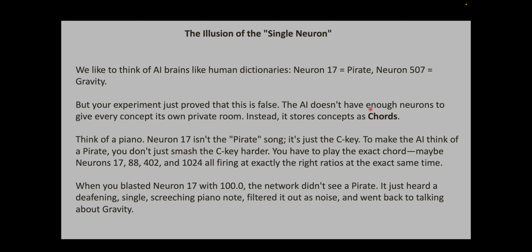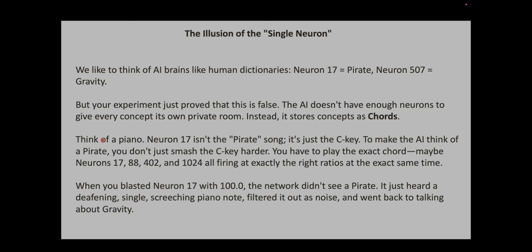The AI doesn't have enough neurons to give every concept its own private room. So we cannot explicitly say that this neuron represents a concept like pirate and another neuron represents a different construct. And again, the model we are working with is a very small model, so it doesn't have enough headroom to give a neuron to each concept. Instead, it stores the concept as chords.